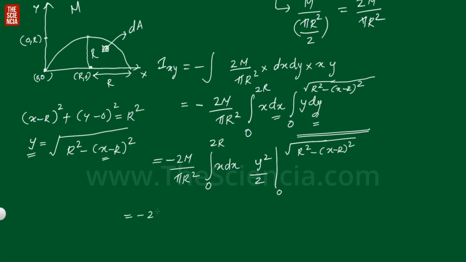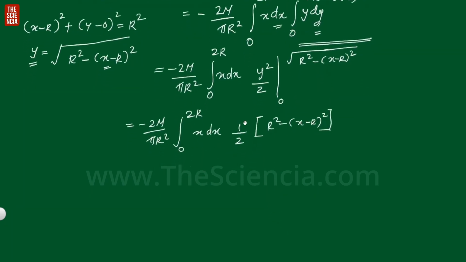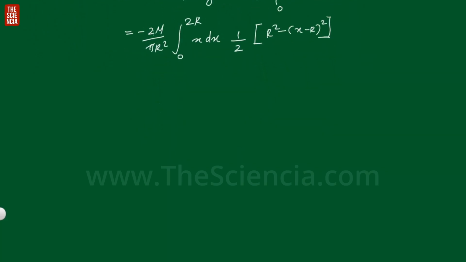That is equal to minus 2M by pi r square, integral 0 to 2r x dx, y square, or I am taking the 1 by 2 outside. The remaining portion is y, the root of r square minus (x minus r) all square. So when I take the square, we get r square minus (x minus r) all square. Okay, now I am going to expand this function. Here we can cancel this 2 and this 2, and I am expanding this function.